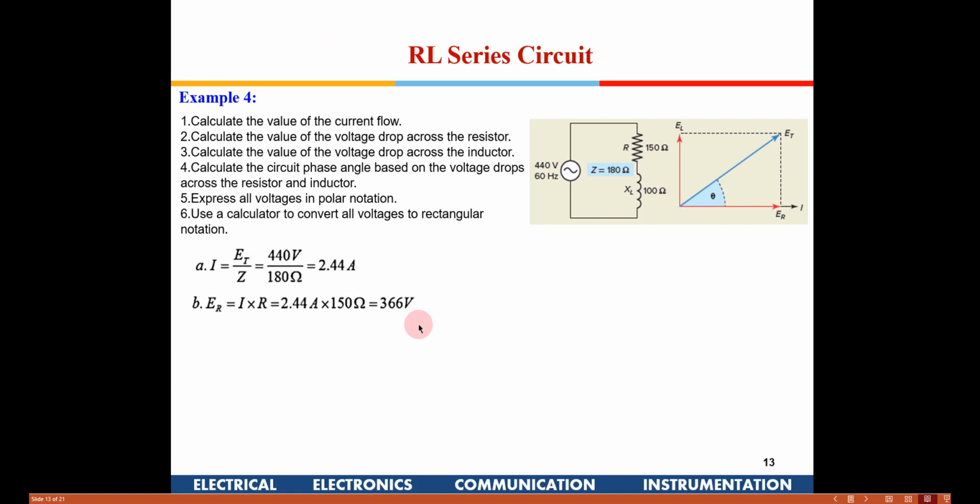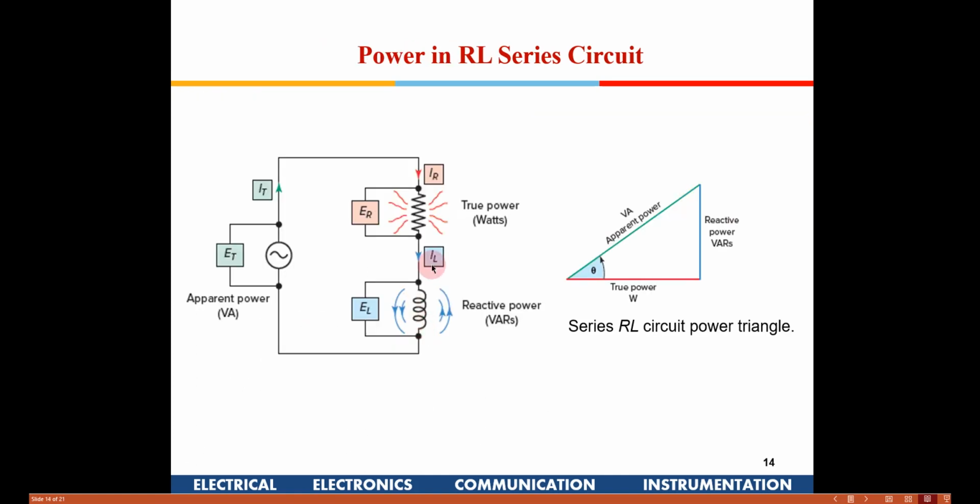Okay, this we saw. Also we computed this, and this is the power in an RLC circuit. This is the apparent power which is across the source, and this is the power across the resistance, which will be known as the true power, and the power across the inductor will be known as the reactive power. The way to find true power and reactive power is to take this voltage and this current and multiply by cos phi to give the true power, and by sin phi to give the reactive power, and then the vector sum of those two will give the total power.